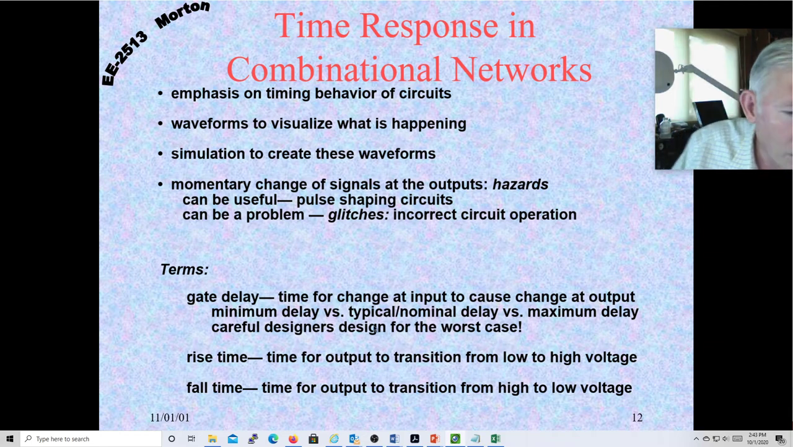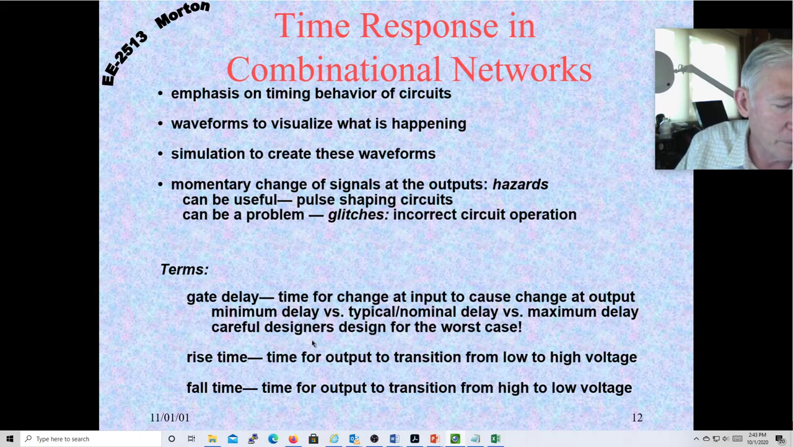Then we have rise time, that's the time for an output to go from low to high. Fall time, the time for the output to go from high to low. These may not be the same on even just one gate. So on that very same gate, the rise time may be different than the fall time, which I had mentioned before on the inverter.